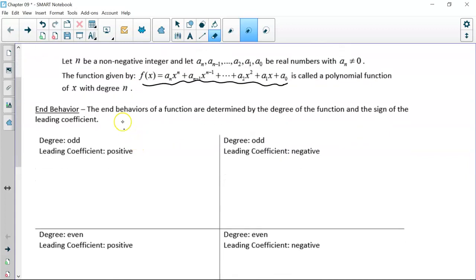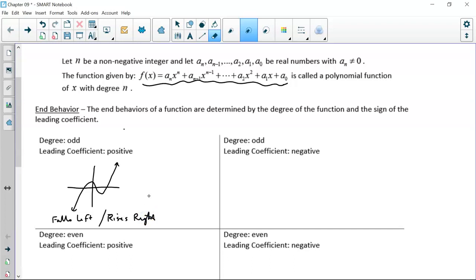Now we can talk about what's called the end behavior. The end behavior of a function is determined by the degree and the sign of the leading coefficient. So when the degree is odd, so that would be something like cubed or to the fifth or even to the first, and the leading coefficient's positive, our end behavior is going to look something like this. We'll talk about how many turns it'll take as we keep going through. So we would say that it falls left and it rises to the right. That's the end behavior.